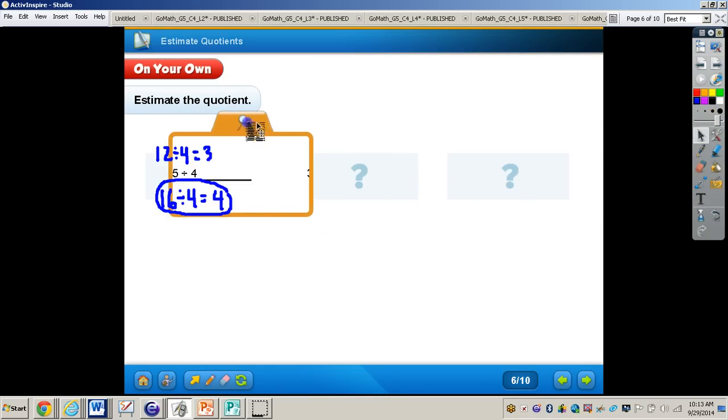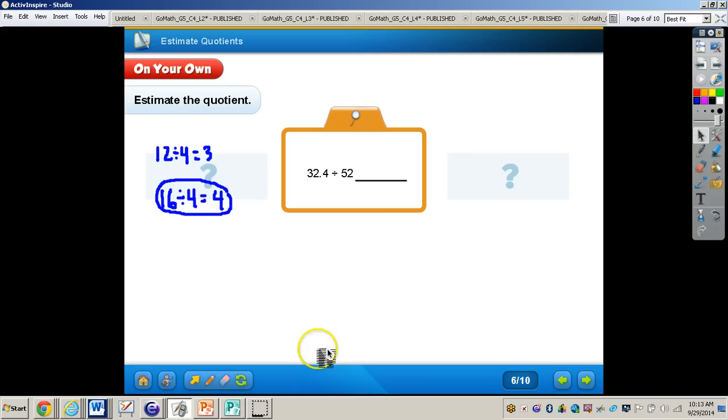Now let's take a look at the next problem here. 32 and 4/10 divided by 52. I want you to work through this problem. When you're finished, you can press play and I will have the answer for you. So pause the video now.